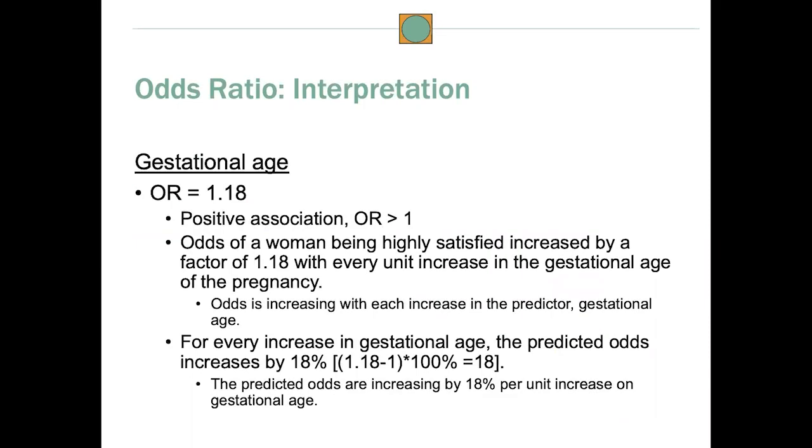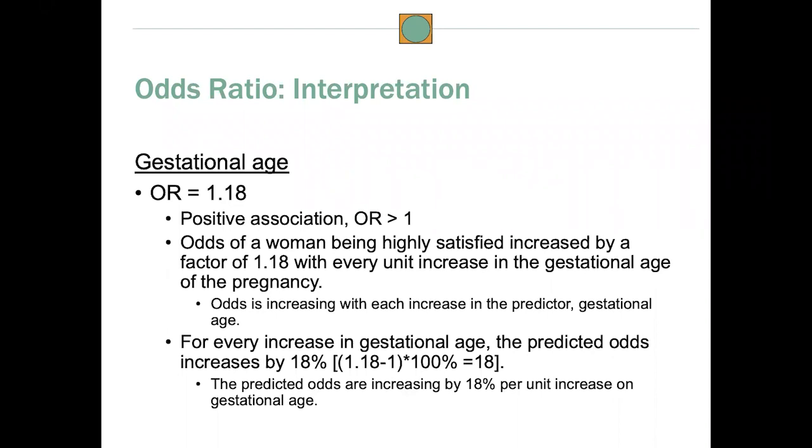And so we're going to focus on these 4 significant predictors going forward. First, looking at gestational age. Our odds ratio for gestational age is 1.18. And so this is a positive association because our odds ratio is greater than 1. And this tells us that the odds of a woman being highly satisfied increase by a factor of 1.18 with every unit increase in the gestational age of the pregnancy. Also, it tells us that the odds are increasing with each unit increase in the predictor.